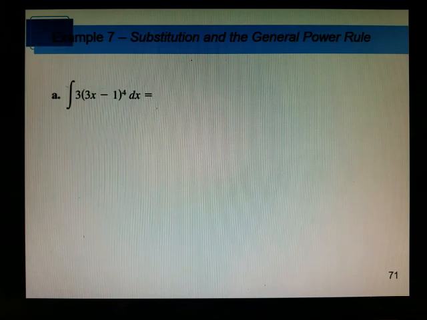So we need to integrate again. I've got 3x minus 1 to the 4th. Some of you are going, yeah, you know what? I'm going to go ahead and raise that to the 4th. I will tell you if you do that, your multiple choice answers are not going to match. Okay, it's going to be in a factored form.